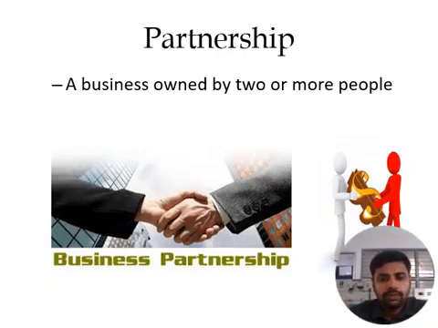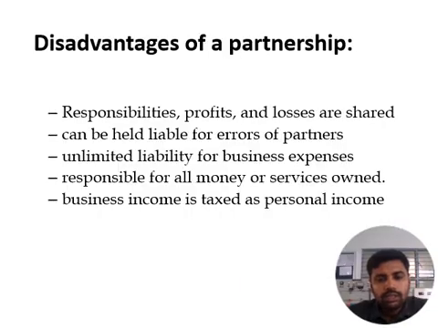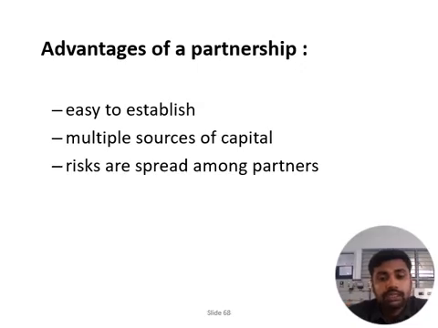Business partnership is owned by two or more people, as already said. Responsibility, profits and losses are also shared. Partners are liable for the errors of other partners, with unlimited liability and responsibility for all the money. Business income is taxed. The advantage is that it is easy to establish, and it is easy to invest more money, since sources can be multiple according to the number of persons handling the business.